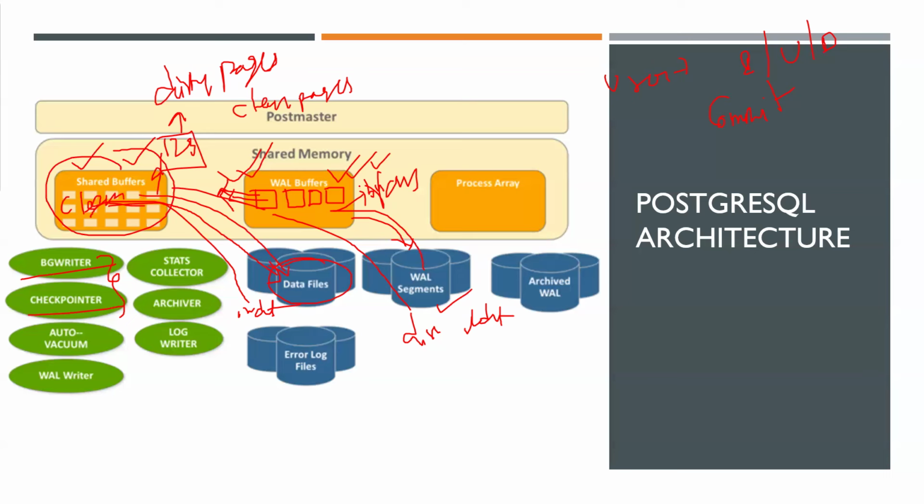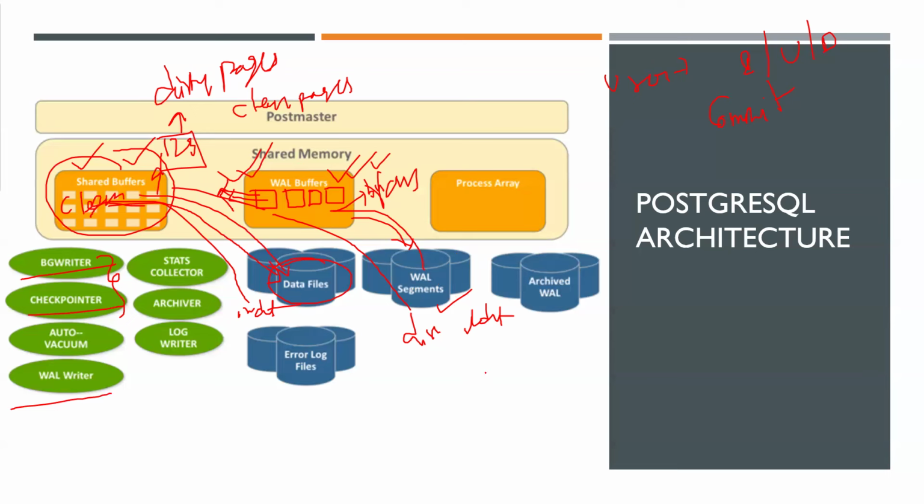Now you will get one doubt. There is a concept called log cache as well, nothing but we are calling it a WAL buffer. Now who is moving this data to the disk? Because we can't leave the data in the cache, we need to move data to the disk. There is a concept called WAL writer.